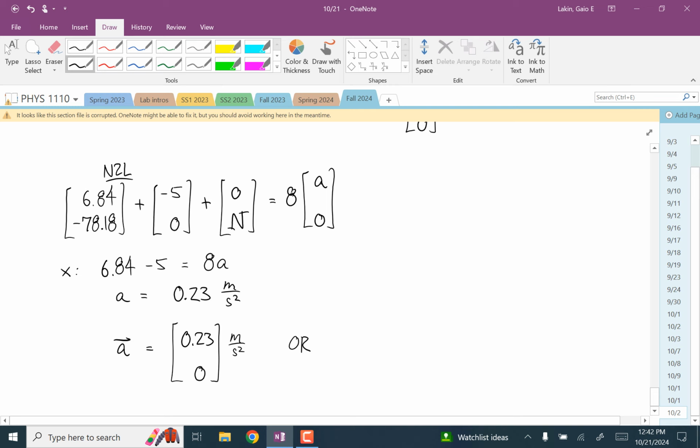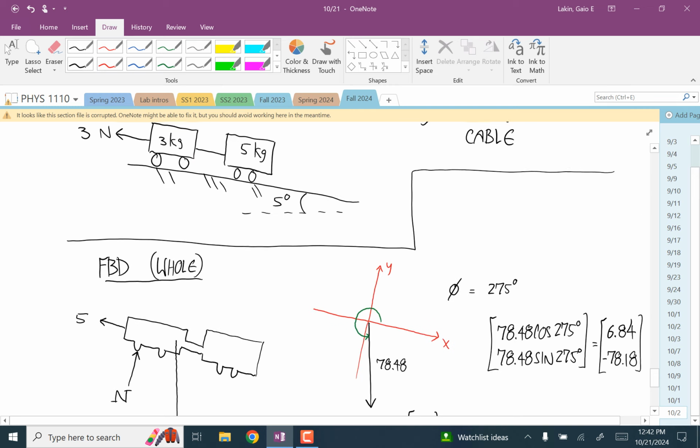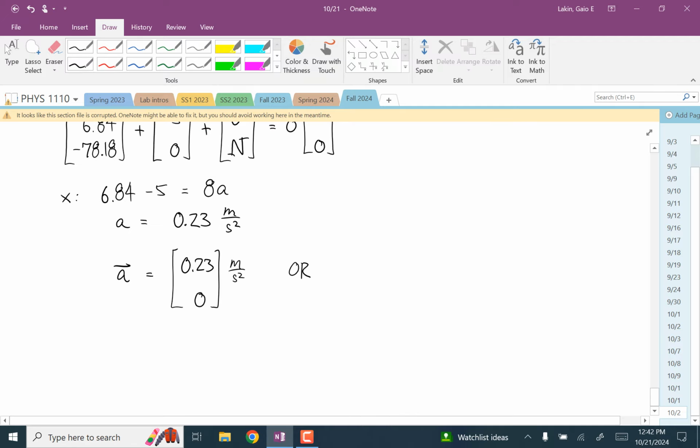Okay, that's in the positive x direction, which is down the ramp. So you could also think of this as an acceleration like this, down the ramp.